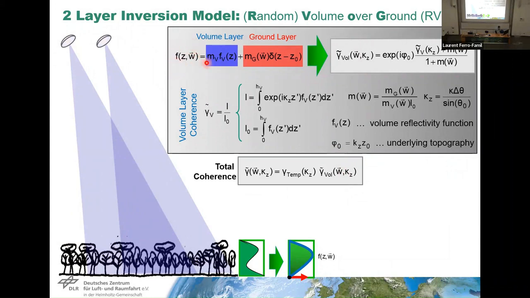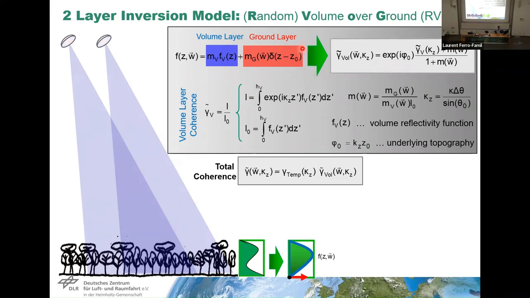You can describe it like this. If this is the reflectivity, you have your volume layer and you have your ground layer here. The ground layer is a Dirac delta, a reflectivity with a shape which is very concentrated at the ground. The volume layer is something more generic. Of course, this reflectivity depends on the electromagnetic properties of the different physical scattering elements that you have here, so you also have to take this into account. And then in principle, now you have this reflectivity.